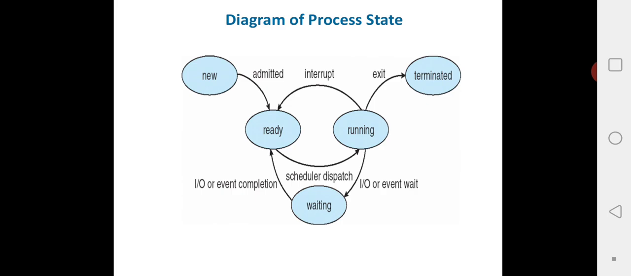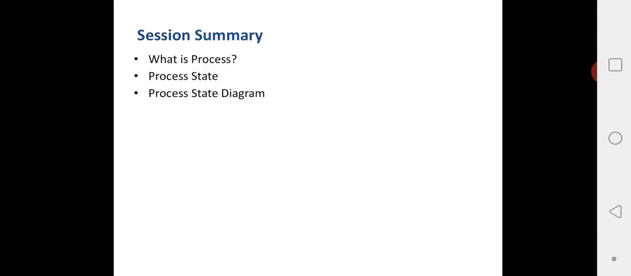Whatever is depicted or shown in oval are nothing but the process states, and whatever is written on top of the arrow shows the different methods which will be used during the different process state transitions.